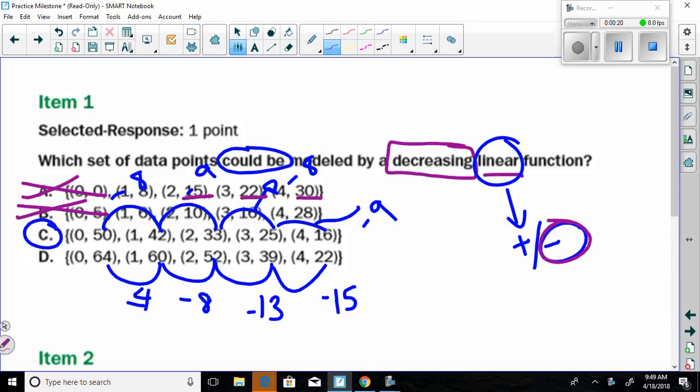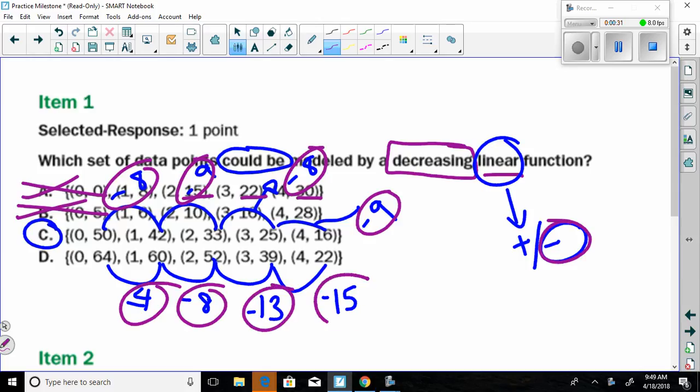So we looked at what each one is going by, and we can see that these ones are going by -8 and -9, and these ones are going by -4, -8, -13, -15. And so the one that would be most likely to be a linear function that's decreasing is C.